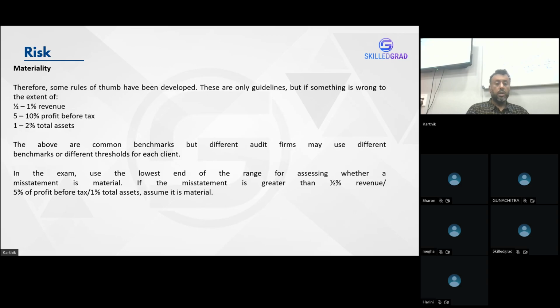Okay, good. The above are common benchmarks. Different audit firms can even have a lower benchmark. I might even set a quarter to 0.5% of revenue. These are common industry benchmarks, but nothing is told by law. In the exam, use the lowest end of the range for assessing whether a misstatement is material. Always consider the lower end; don't even consider the upper end to see whether the item is material or not. Clear?